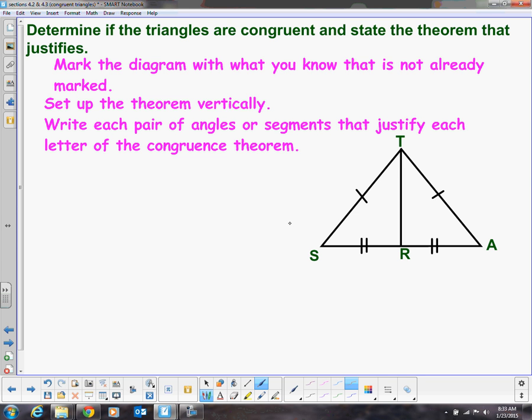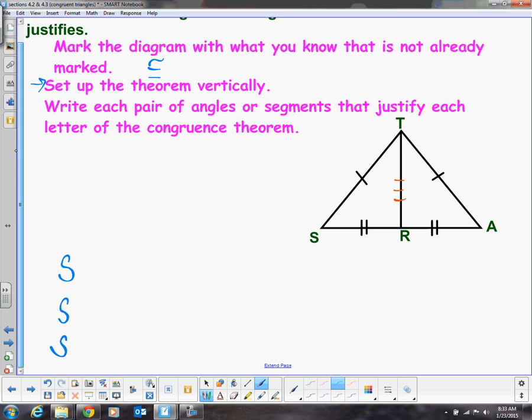What's the only thing we know? TR. That is a shared side. So now, what's the congruence statement? What combo is this? Reflexive? Side, side, side, side, angle, side, angle, side, angle, angle, angle, side? Okay, the sides are marked, so it's side, side, side. So set up the congruence theorem vertically. These are side, side, side.